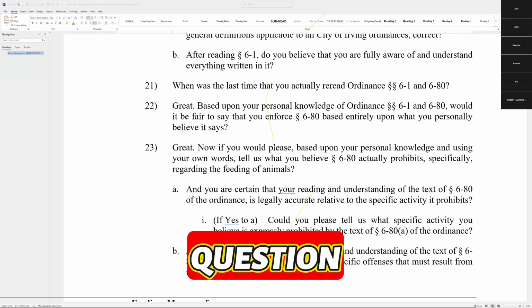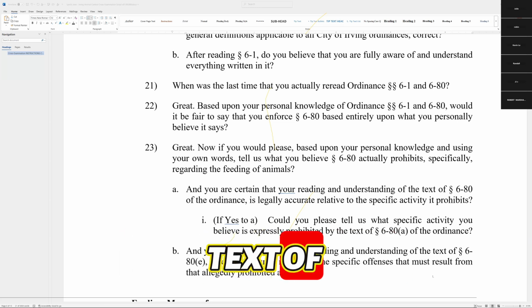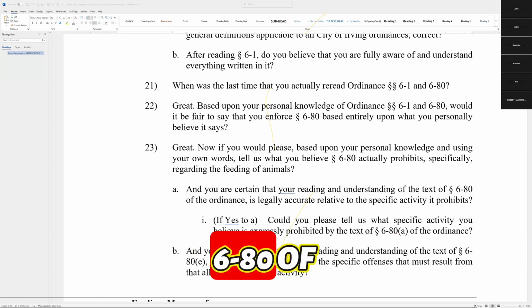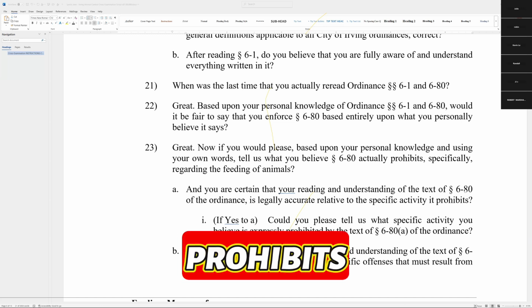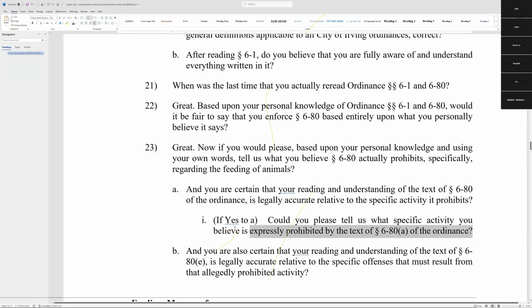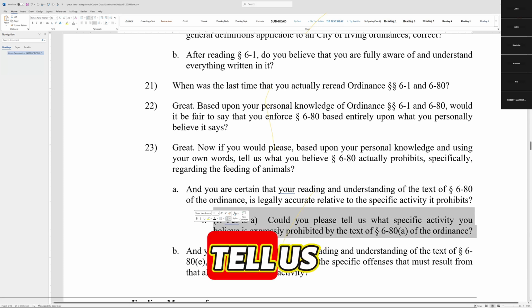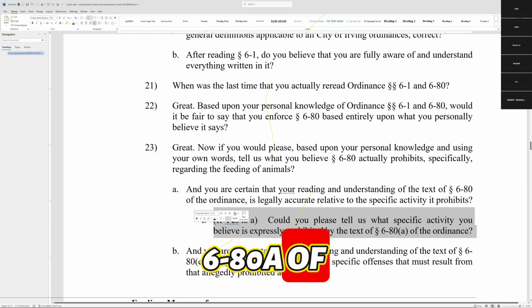All right. Next question. Are you certain that your reading and understanding of the text of section 6-80 of the ordinance is legally accurate relative to the specific activity it prohibits? If they say yes to that, could you please tell us what specific activity you believe is expressly prohibited by the text of section 6-80A of the ordinance?